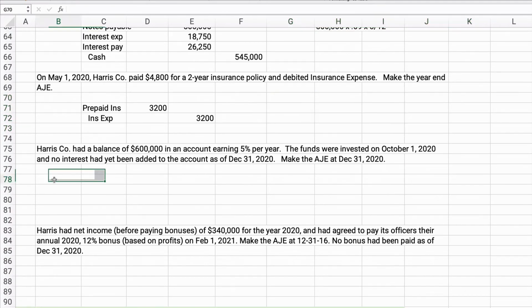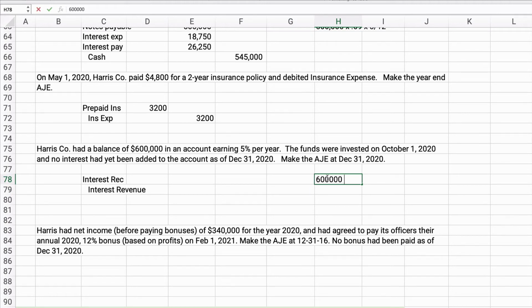Okay, next one down. Harris had a balance of $600,000 in an account earning 5% per year. We have the asset, we're going to earn interest. The funds were invested on October 1st, and no interest had been added to the account as of December. And we're going to make the adjusting entry on December 31st. So we're going to set up an interest receivable and set up an interest revenue account. How much have we earned? This is going to be simple interest again.